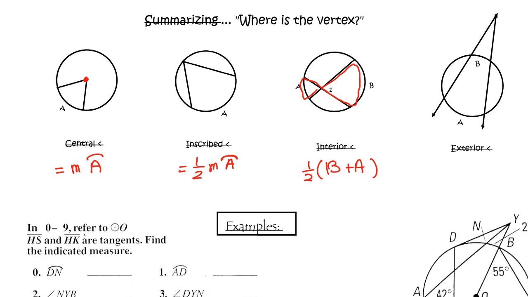The last one is an exterior angle. So it would be half of the difference, A minus B. And that concludes all of the different types of angles that are related to a circle.